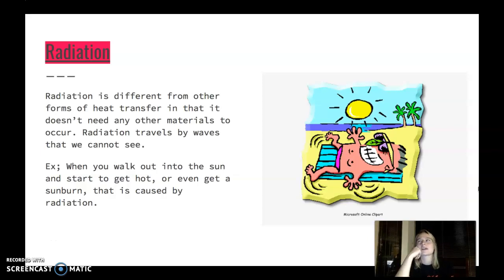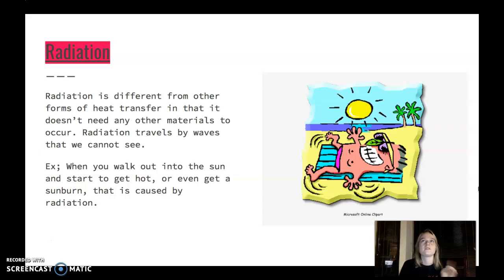Now, I know what you're thinking: how is this possible if I'm not even touching the sun? I'm not touching it, so how is it hurting me? How's it burning me? Why is my skin red after I go out in the sun for so long? Well, that's because the sun is so powerful and so hot that it sends waves of radiation into the world. And those radiation waves are so strong that we can feel them.